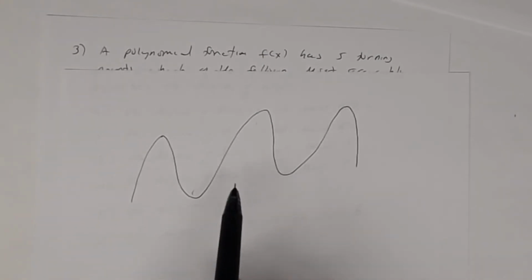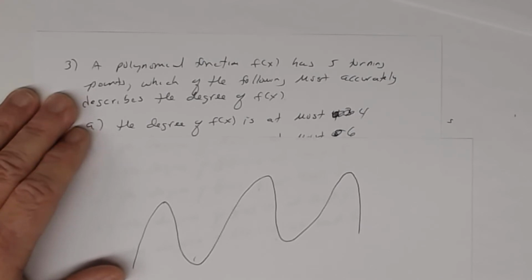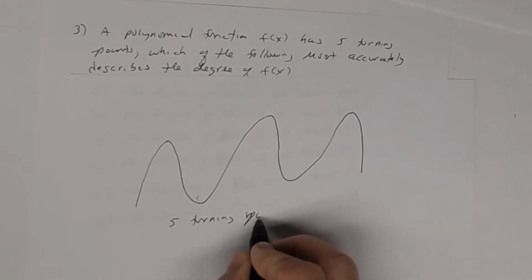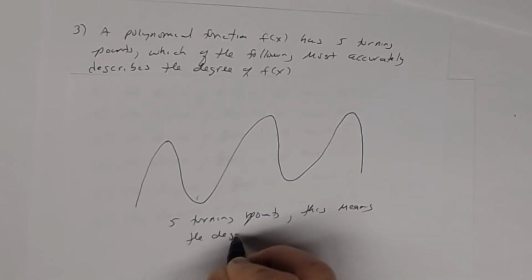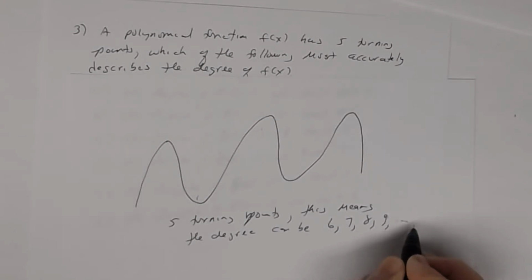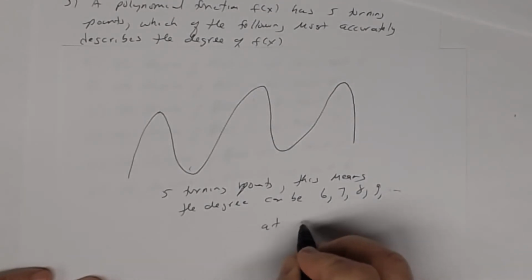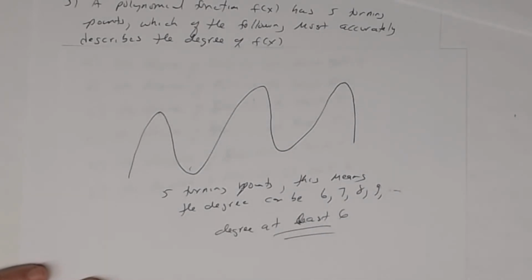Okay, so a polynomial function has 5 turning points. Which of the following most accurately describes the degree? So there are 5 turning points, okay? This means the degree can be 6, 7, 8, 9, and so on. So notice what this means. If the degree can be 6, 7, 8, 9, and so on, that means the degree is at least 6. At least 6 means 6, 7, 8, 9, and so on. That's what that means.